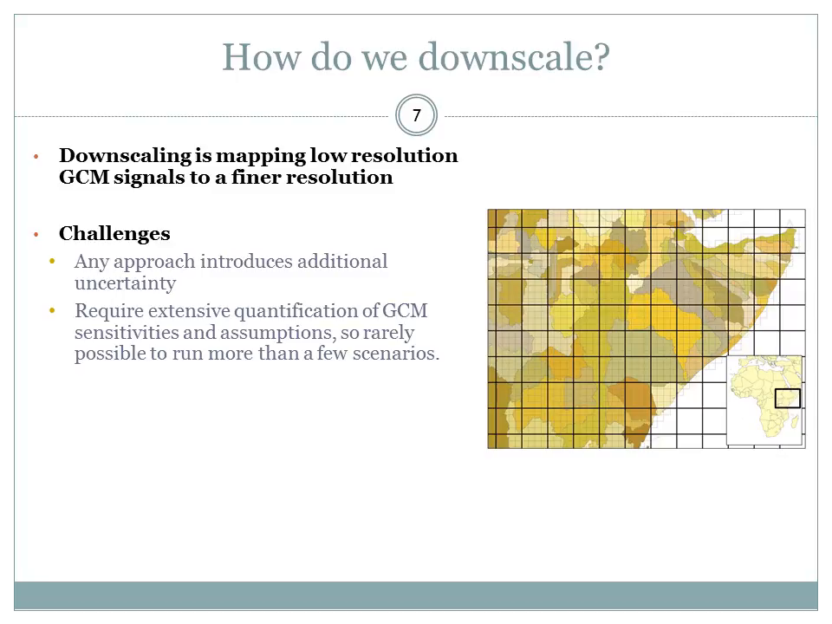So the challenge with any approach that we might take is that it does introduce additional uncertainty. And that's just an important side note. It requires a fairly extensive quantification of GCM sensitivities and assumptions. So when we're talking about doing really detailed dynamic downscaling type of operations, it's rarely possible to run more than a few types of climate scenarios. This argument lends itself to doing a simpler approach to downscaling, which is what we've adopted. So we've adopted a more straightforward approach to the downscaling procedure, and as a result, it has enabled us to downscale a very large number of GCM models, which we include on the data warehouse.